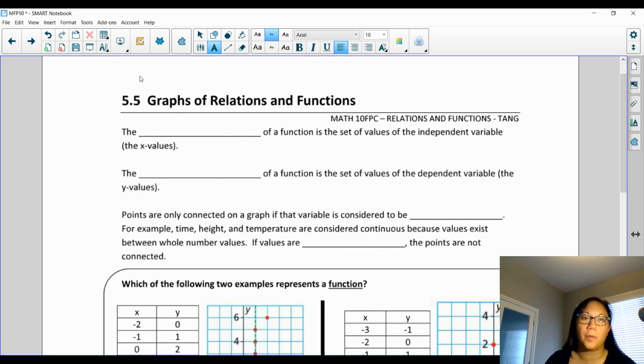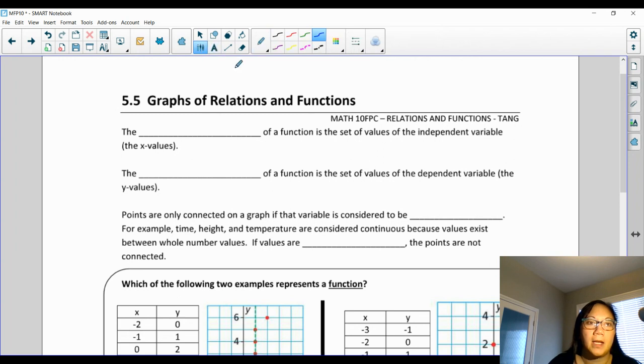Hello, this is section 5.5, graphs of relations and functions.